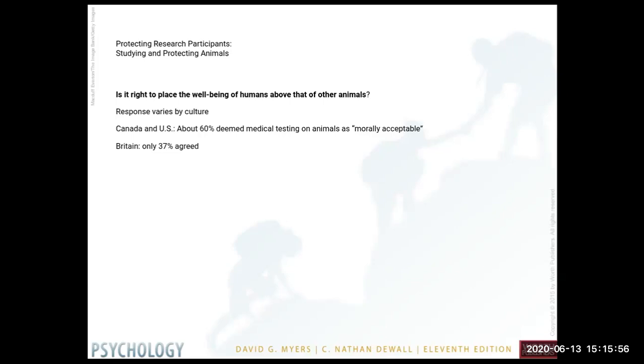So the response to this question varies by cultures. We talked about cross-cultural psychology. In North America, Canada and the US, about 60% of people said that medical testing on animals is morally acceptable. Of course, this isn't the same argument when we talk about testing for makeup and things like this. We're talking about advancing treatments and science of diseases like Alzheimer's, Parkinson's disease, right? Things like that. In Britain, only roughly over a third of the population, 37%, agreed. So it depends on who you talk to and where you go.